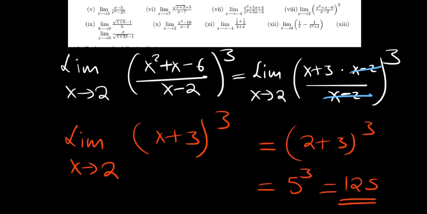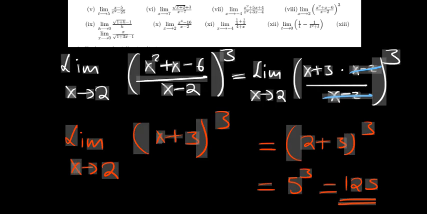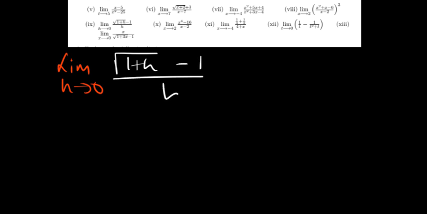Okay, so that's what we have as a result there. We are now on question 9, so you are still at liberty of pausing the video. You have the limit as h approaches 0 of the square root of 1 plus h, minus 1, over h. So here we're now having a surd.